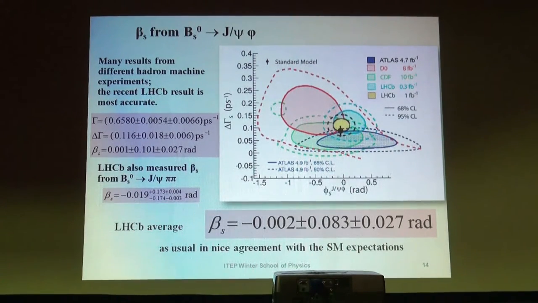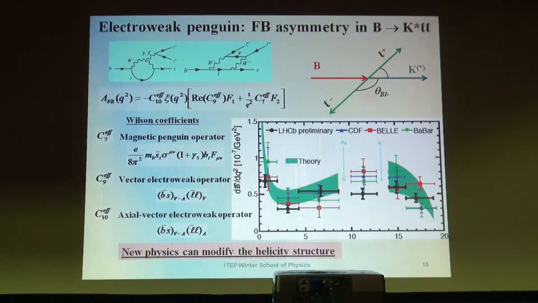And this is another test of the contribution of new particles to the box and loop diagrams. Another thing is the electroweak penguin decay. Here we have these diagrams that result in this final state. The s quark produces a K or K star, and two leptons which come from either a Z decay or via this diagram. These two contributions are shown here. We have Wilson coefficients here, which correspond to different helicity operators in the decay, and they can be calculated quite nicely in the standard model with quite small uncertainty because of QCD contributions, these form factors which appear in the calculations.